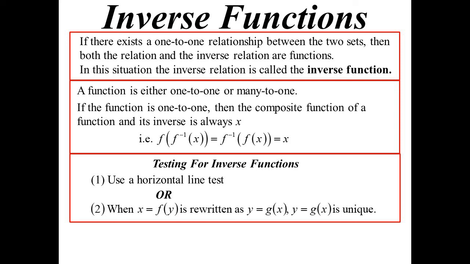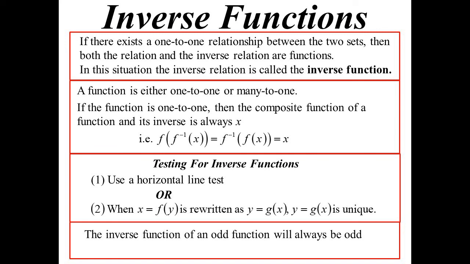Now, here's an interesting fact. I don't know whether I mentioned this last time or not. The inverse function of an odd function will also always be an odd function. However, even functions won't have inverse functions. And that's because of line symmetry. If it's got line symmetry, it's going to fail the horizontal line test every time.